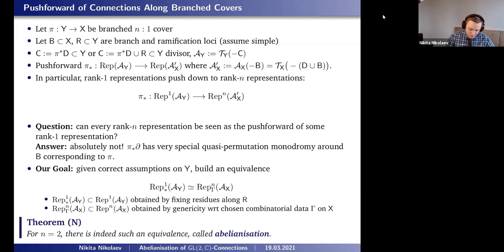Okay, and then maybe I could state it as a theorem, which is that whatever the definitions of these categories are, I'll explain, at least for n equal to 2, so when we consider double covers of Riemann surfaces, then indeed you can build such an equivalence, and that's what's called an Abelianisation. Okay, any questions about this so far?